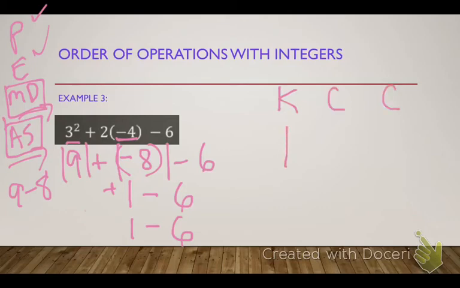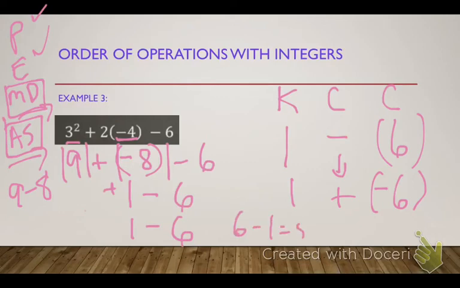So we're going to keep 1, change this to addition, change this to negative 6, and 1 plus a negative 6, well, 6 minus 1 is 5, but this has the greater absolute value than 1. So our answer is negative 5. Okay.